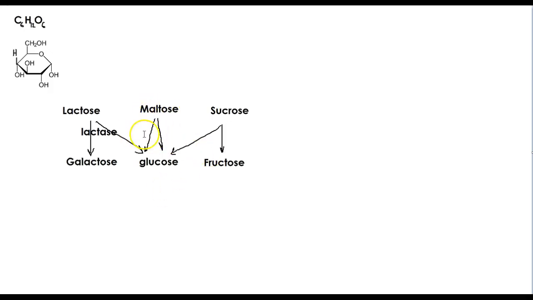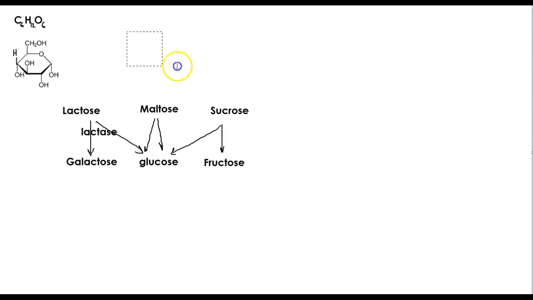So then maltose is broken down into 2 glucoses by maltase. Sucrose is going to be broken down into glucose and fructose by sucrase, right? So each one of them has their own enzyme. So yes, we have multiple enzymes.